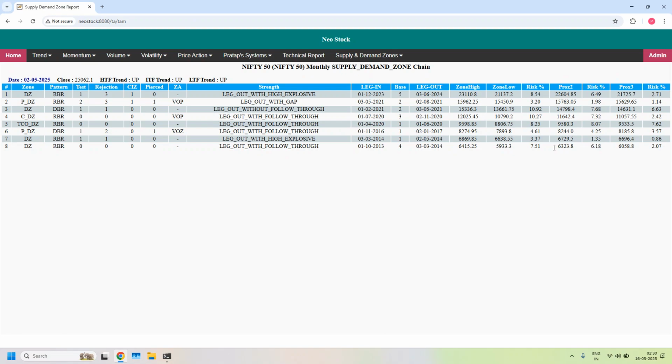For any supply demand zone chain report, always look into the zone column to find the high liquidity zones, the pierced column to find the pierced zones, and the LTF trend should always be used for finding the trend of the current time frame you have selected. Apply the same rules for all the supply demand zone chain reports, and also don't forget to pause the video when you are moving from one report to another report, because I am giving you only few seconds time.